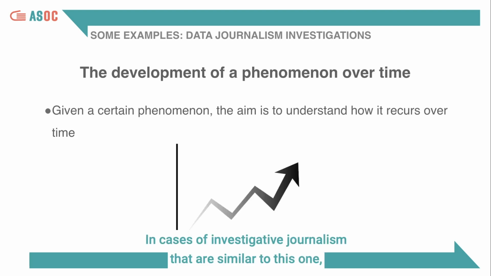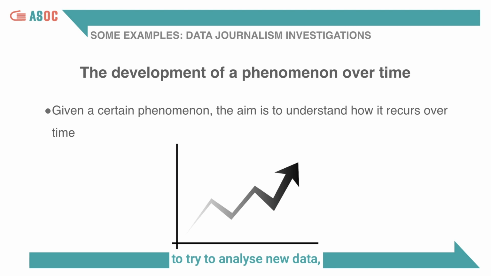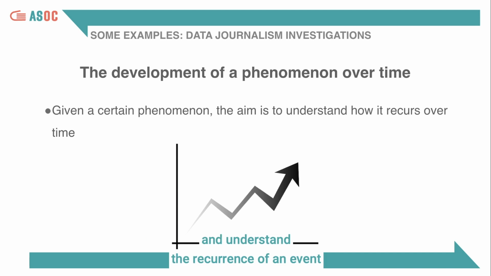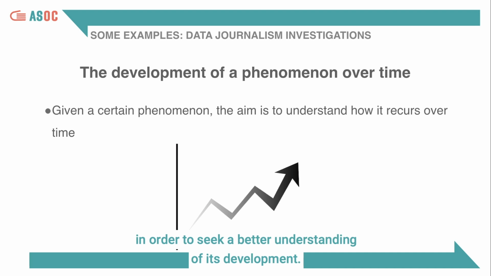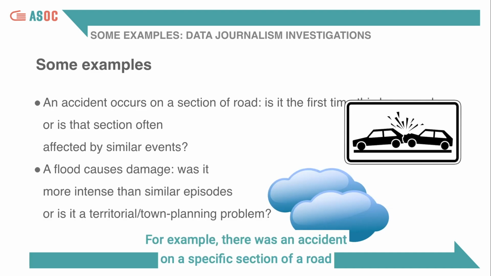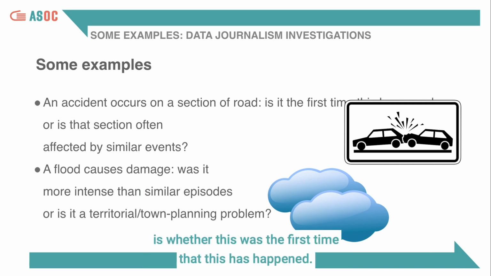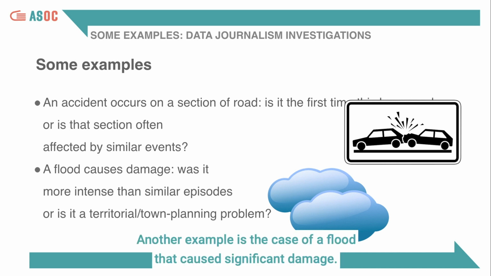In cases of investigative journalism that are similar to this one, you may start from the differences between areas to try to analyse new data, to understand if there is a correlation with other phenomena, and also to understand the recurrence of an event, to seek a better understanding of its development. For example, there was an accident on a specific section of a road, and the question that can be asked is whether this was the first time that this has happened, or is that stretch of road often affected by similar events? Another example is the case of a flood that caused significant damage.